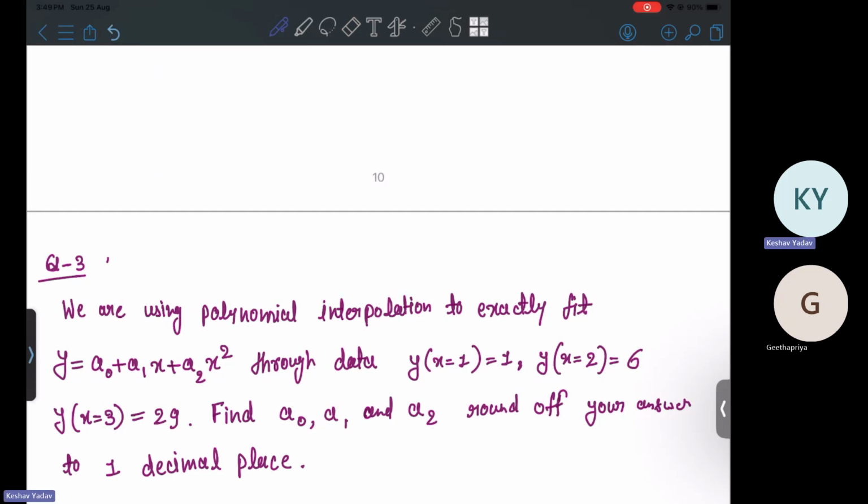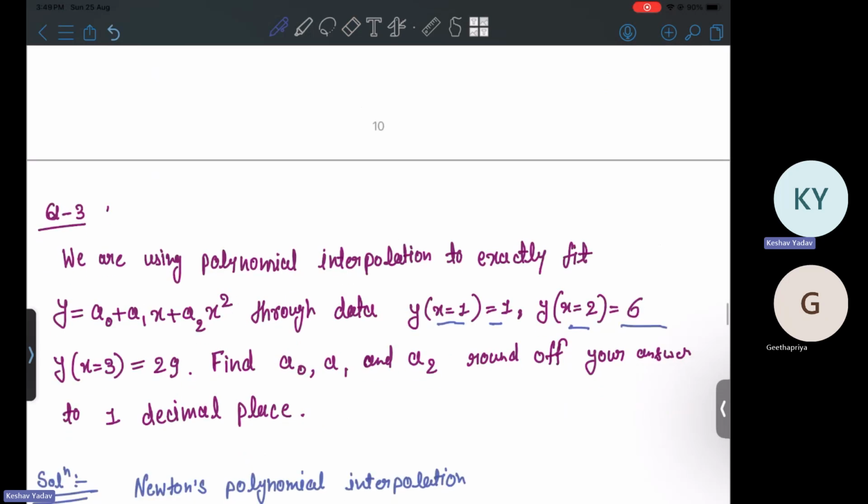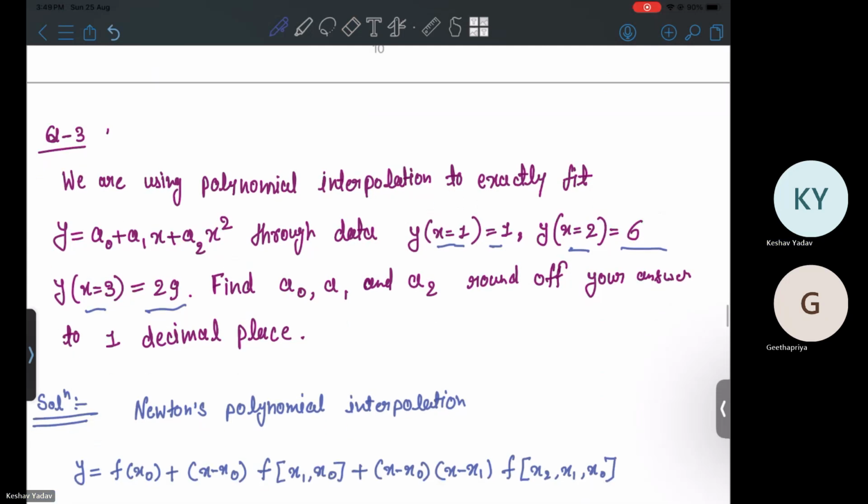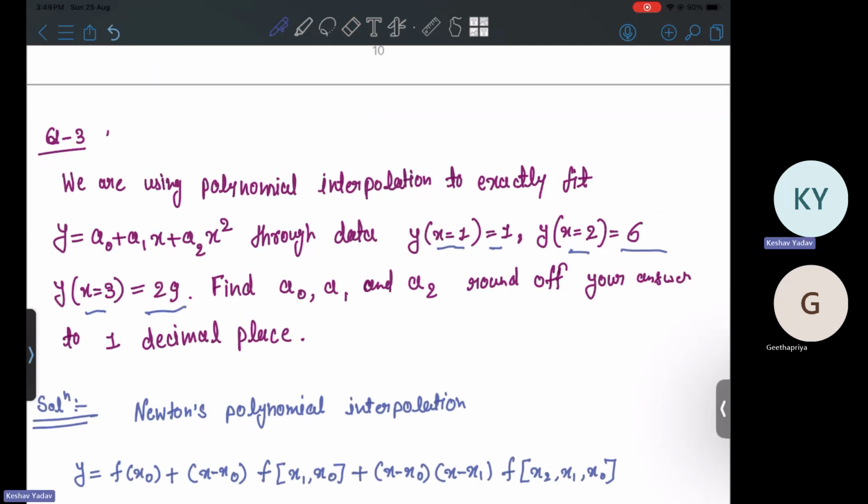The same problem is there, only the values are different. y at x equal to 1 is 1, y at x equal to 2 is 6, and y at x equal to 3 is 29. Now you try this problem using the Newton polynomial method. Okay. And please tell me the value of a0, a1, and a2.